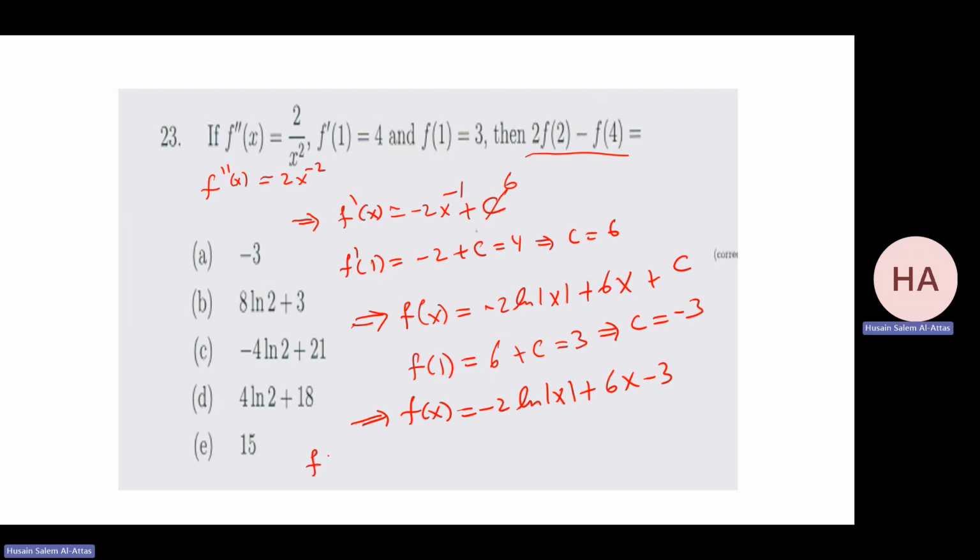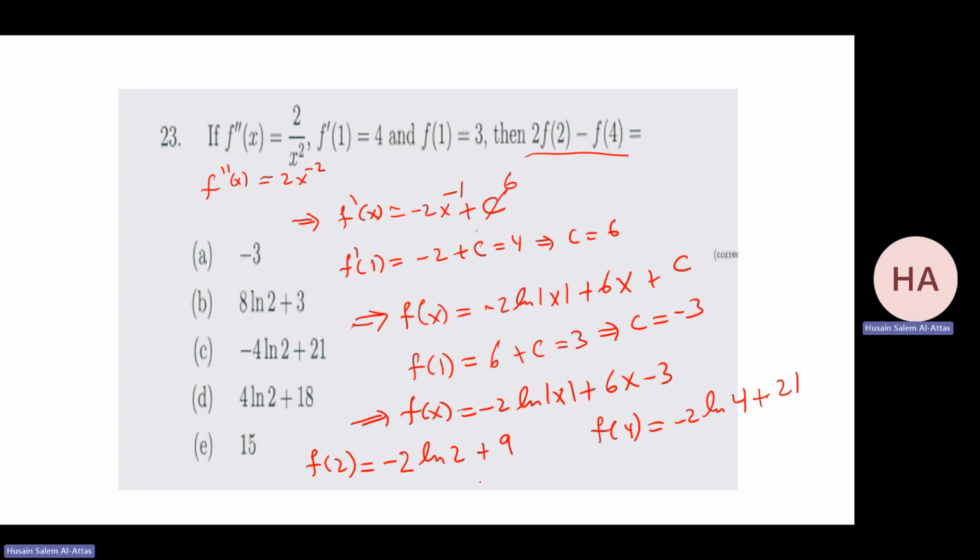Okay, I need to find f of 2. F of 2 will be what? Minus 3 ln 2 plus 12 minus 3, that will be 9. F at 4. F at 4 will be what? Minus 2 ln 4. Why minus 3? F of 2, minus 2 ln 2. Okay, that's minus 2 ln 4. 6 times 4, 24. 24 minus 3 plus 21.